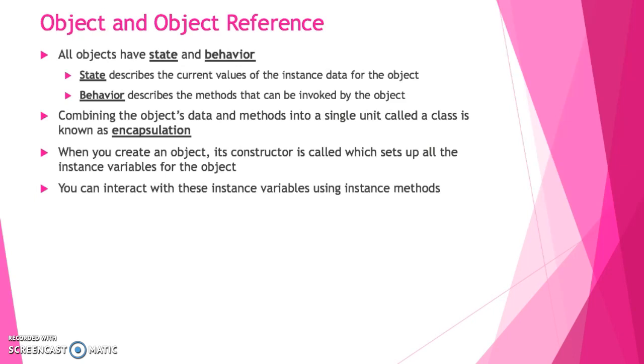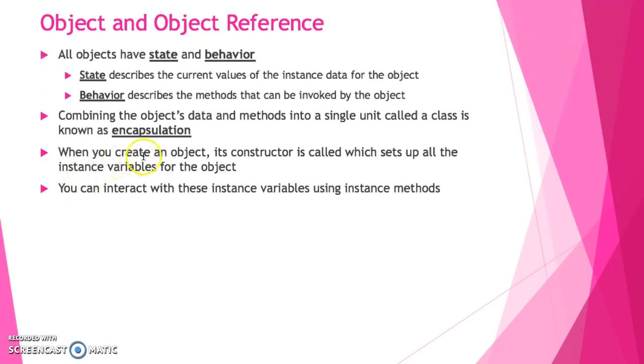The state is the current value for all of the instance data for the object. So whenever we create a class, every time we create an object of that class, each of those instance variables will be created for each of the objects that we build. And the state describes the values of the variables for that object. Behavior describes the methods that that object can call.